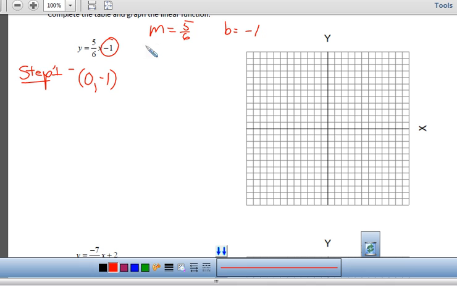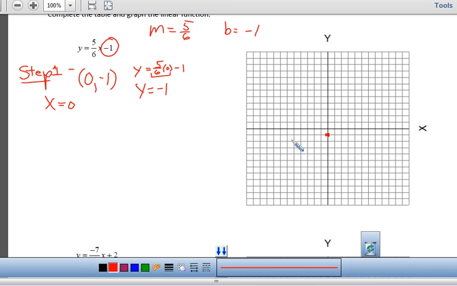Now there's actually a strategy for this to just confirm. Remember, the y-intercept is when the input is equal to 0. Well, if x equals 0, so I have y equals 5/6 times 0, minus 1. 5/6 times 0 is 0, so my y value is -1. Well, I already know that, so I don't need to do this every single time. Once you know what your y-intercept is, you can just go ahead and plot that point, (0, -1).